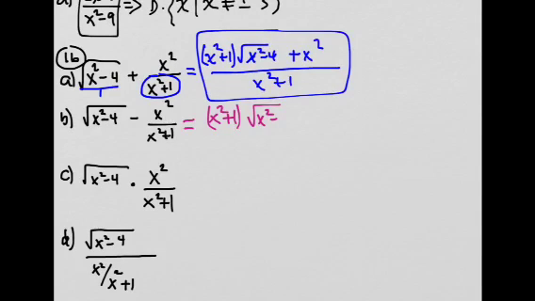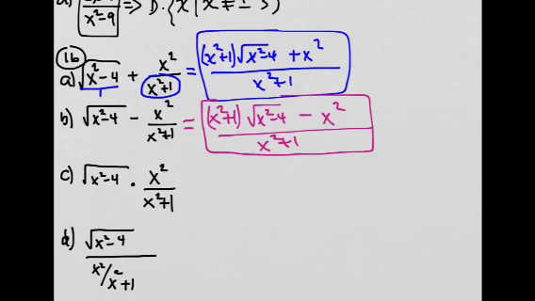squared minus 4 minus x squared over x squared plus 1. And again, I can't do anything more to simplify this problem. For C, the only thing is just write it as a single fraction instead of having it separate like this.